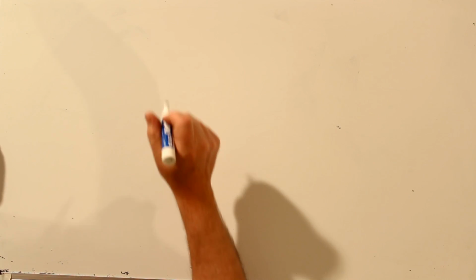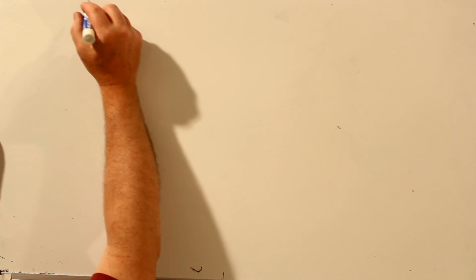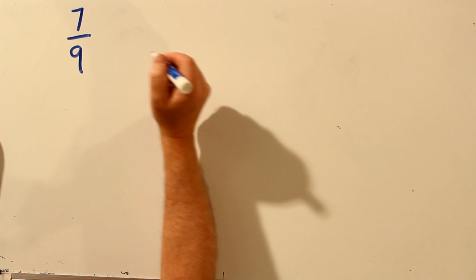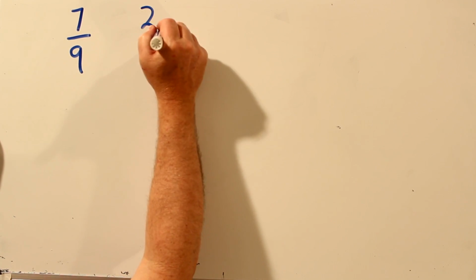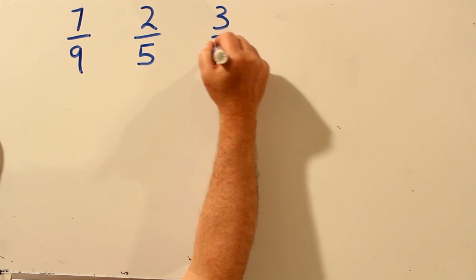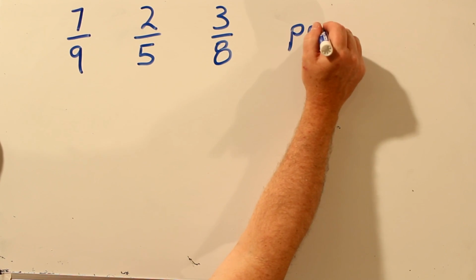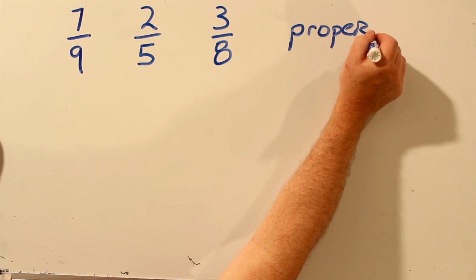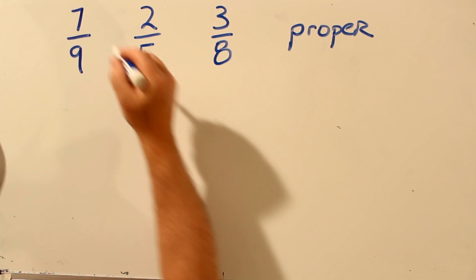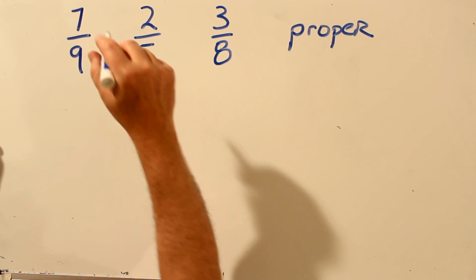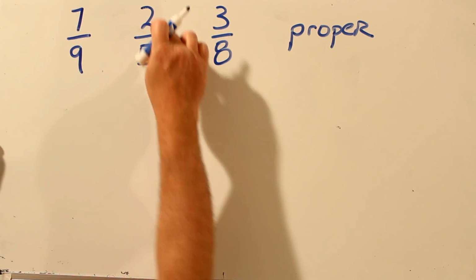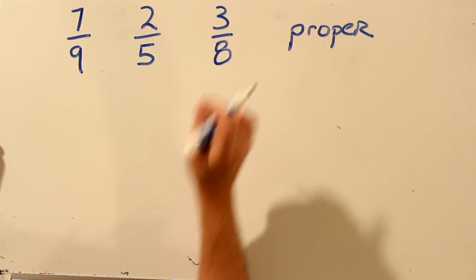We're going to be converting mixed numbers to improper fractions, but let's go over our definitions again of what a proper and an improper fraction is. Numbers like 7/9 and 2/5 and 3/8 are proper fractions. Proper because the top number is smaller than the bottom number. This is part of a whole. It's not a whole thing. It's a fractional part, which is a proper way to use a fraction. It's a fraction of a whole. 2/5, 3/8.